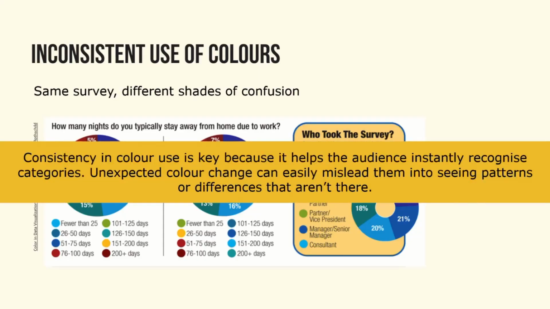So consistency in color use is key because it helps the audience to instantly recognize categories. Unexpected color changes can easily mislead them into seeing patterns or differences that are not there.